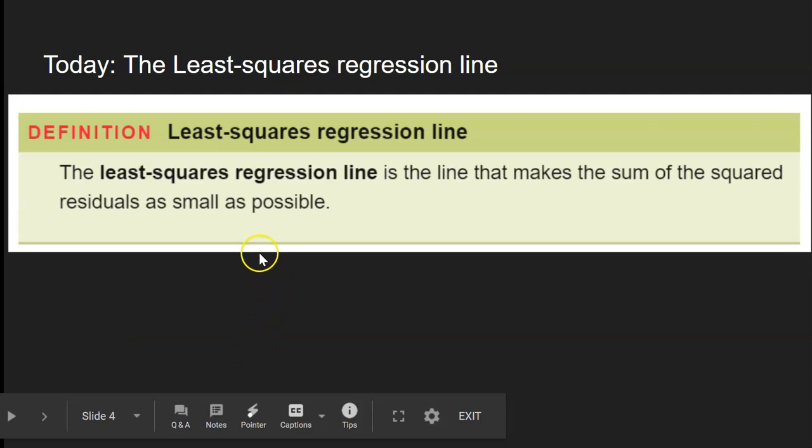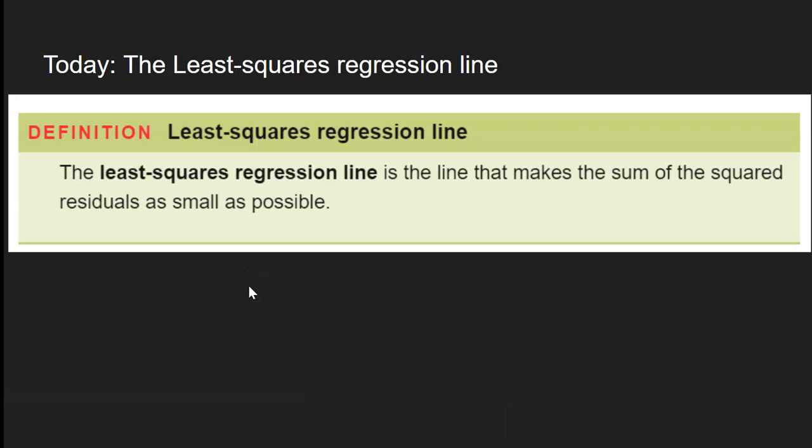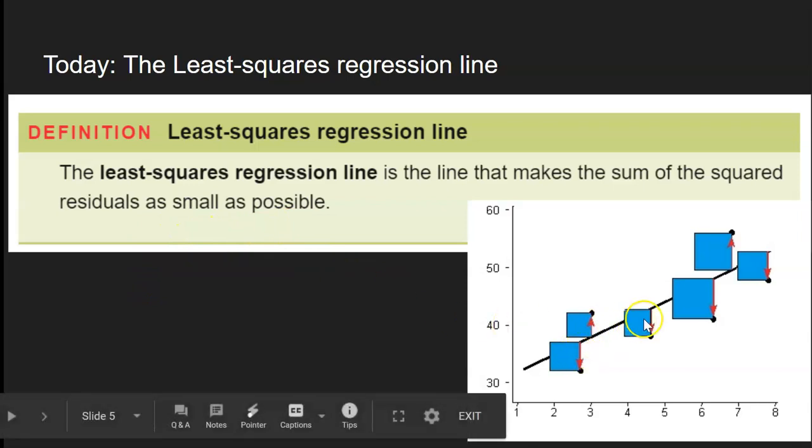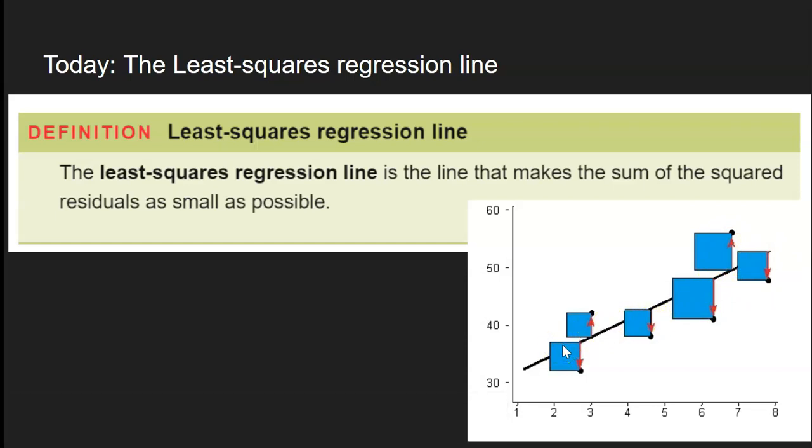Today, we're talking about the least squares regression line. If you don't really know what that is, this is basically the standard regression line that a calculator spits out for you. It's the line that makes the sum of the squared residuals as small as possible. In other words, it's where all of these little distances that you see here are minimized. We can also usually call this a best fit line.